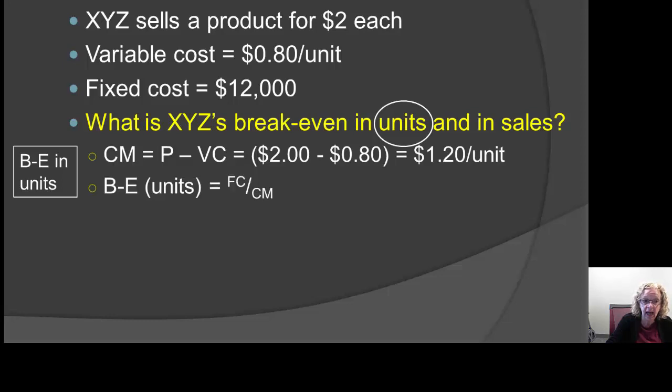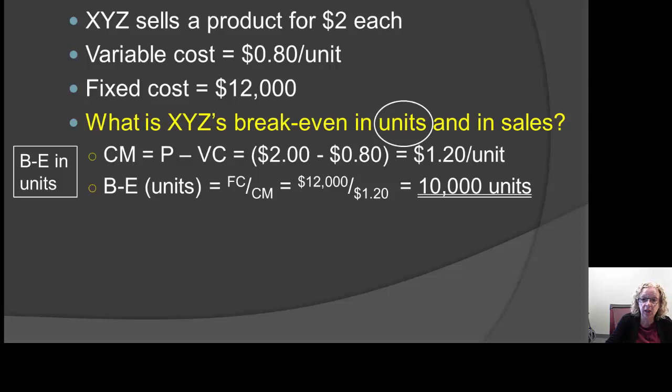Now we can take our fixed cost and divide by the contribution margin per unit. That's $12,000 of fixed cost divided by the $1.20 contribution margin. That gives us 10,000 units. If we sell 10,000 units, each unit will contribute $1.20 of contribution margin. We'll have just enough to cover our $12,000 of fixed costs.